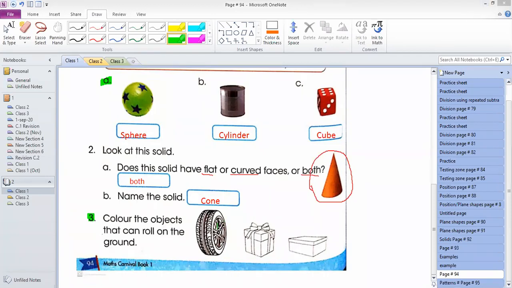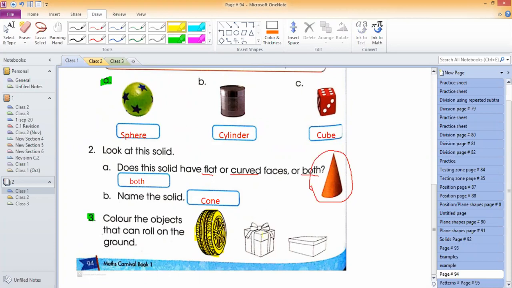Who gave tire? Very good. Okay, I'm going to color this tire. Guys, you have to color the objects, okay? So take out your color and color it. Any color you can use. Color the tire because it can roll on the ground.